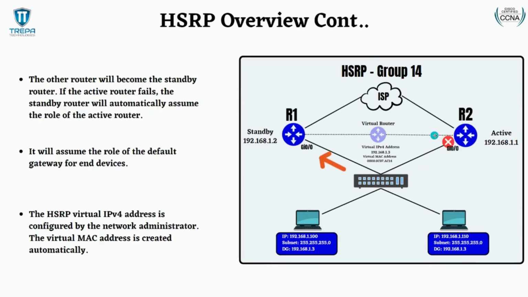So moving on, HSRP overview continued. Kind of just what I explained. This standby should take over in the event of a failure. I got ahead of my slides again, excuse me. Again, some more key takeaways. The virtual IP address is going to be configured by the network administrator and the engineer, whereas that virtual MAC address is created automatically.